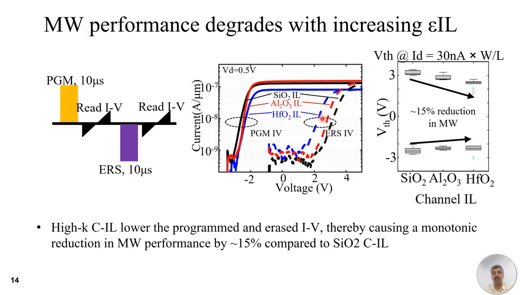To further quantify this, we did multiple measurements and extracted the device VTH as well. We plot the erase and the program VTH for SiO2, Al2O3 and HfO2 channel interlayer, and we see that the erase and the program VTH degrade as we go from SiO2 to HfO2 channel interlayer. Overall, this degradation in the device VTH leads to a 15% reduction in memory window for the HfO2 CIL case compared to SiO2 CIL. So now, why is the memory window degradation increasing as we go from SiO2 to HfO2?